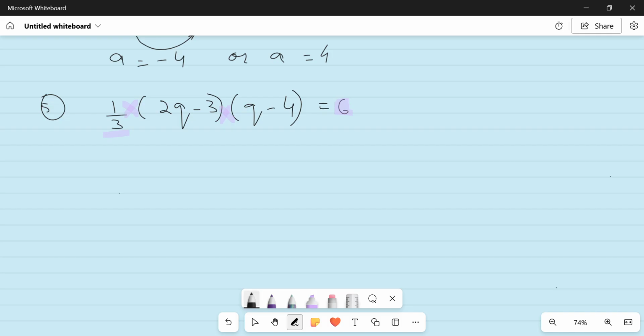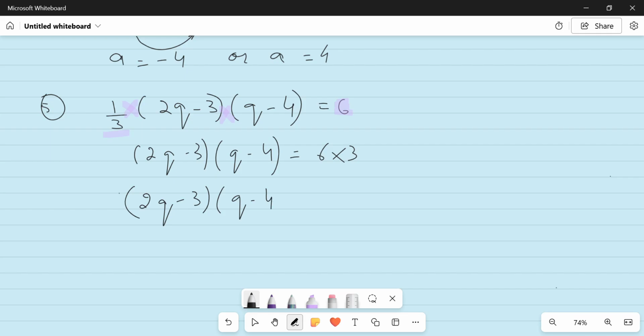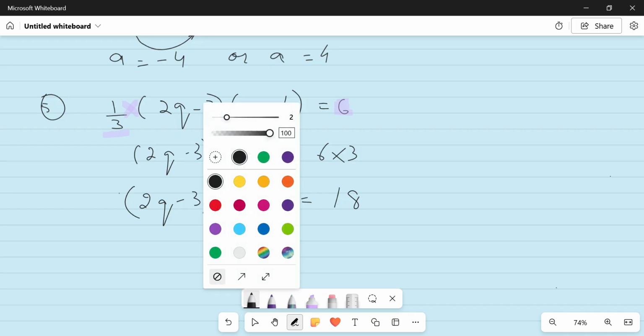So what I'm going to do here, this 3 is divided to your left hand side. So it's going to shift to the other side as a multiplication according to the rule. So 2q minus 3, q minus 4 equals 6 times 3. Okay, so 2q minus 3, q minus 4 equals 18. Got it? Now, again, we need to solve here, right?